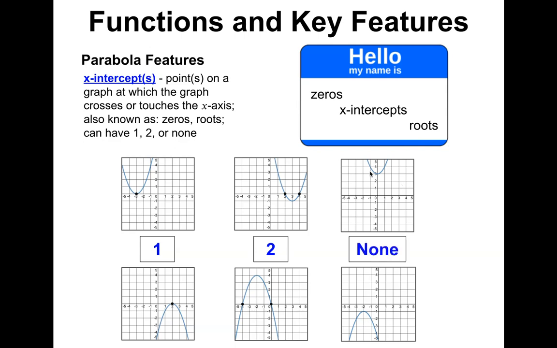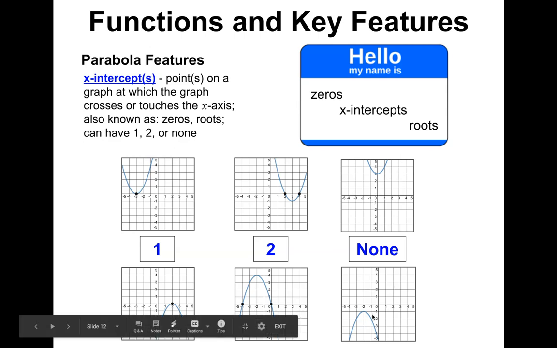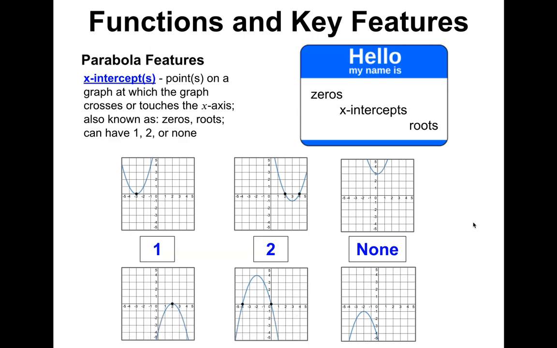And then finally, it is possible for these parabolas to have no x-intercepts. Be careful not to confuse it with y-intercepts. A graph will always have a y-intercept for a parabola, but it is possible to not have an x-intercept depending on where that graph is. If it opens up above the x-axis or even opens down below the x-axis, it is possible to have no x-intercepts.